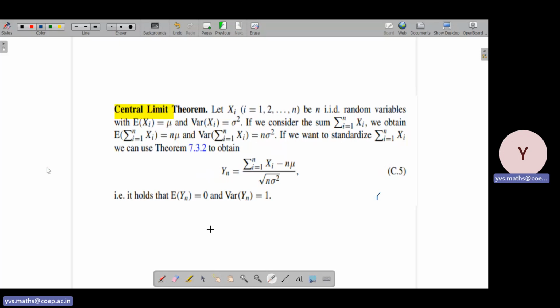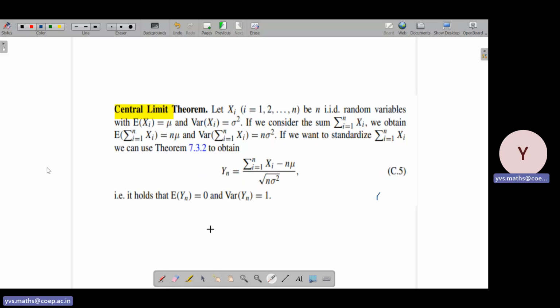One should understand that if capital X1, X2, and Xn are random variables, then their addition, summation Xi, is also a new random variable. If you subtract its average n mu from that, and divide by its standard deviation, namely square root of n into sigma, because the variance is n into sigma square, it will form a new standard normal random variable, and we will call that new random variable capital Yn. It is just a notation.